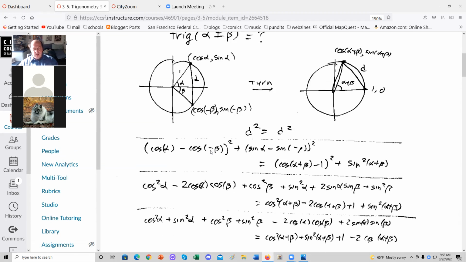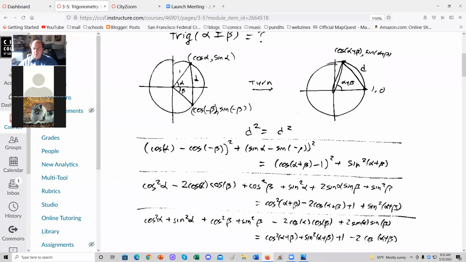Cosine of negative beta is cos beta. Sine of negative beta, the negative comes outside, so it becomes a plus sine of beta. Square will be square minus twice product plus square, plus twice product plus square. Okay, so cos squared alpha minus 2 cos alpha cos beta plus cos squared beta plus sine squared alpha plus 2 sine alpha sine beta plus sine squared beta.